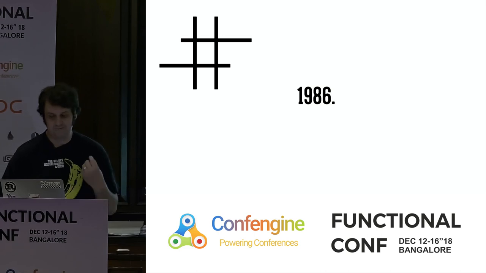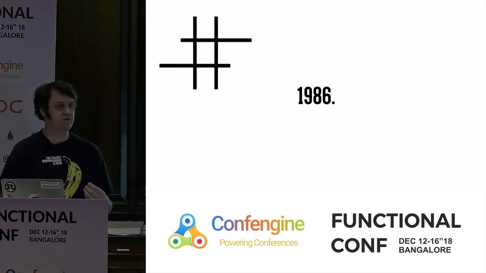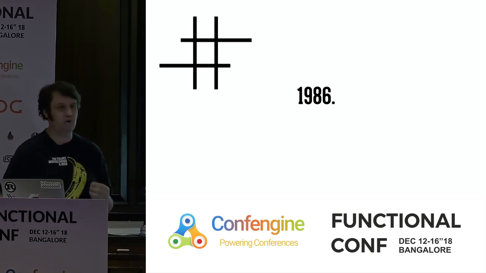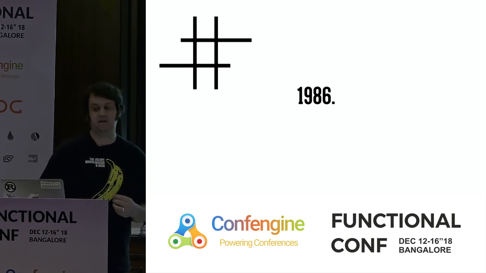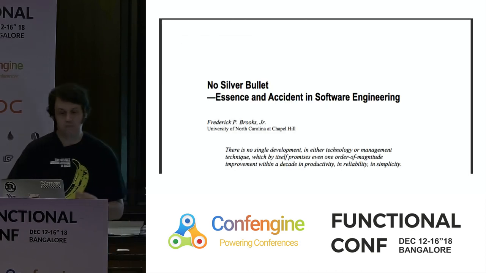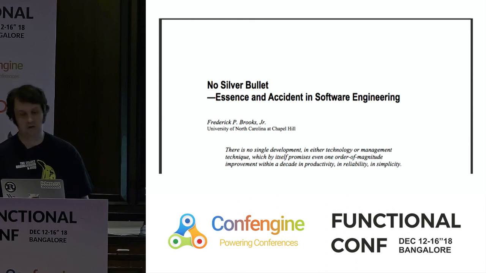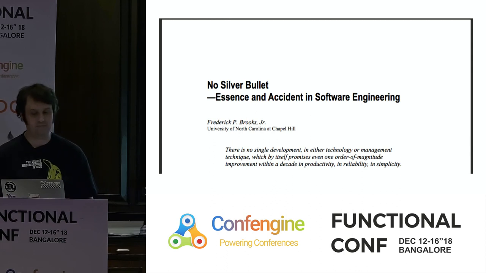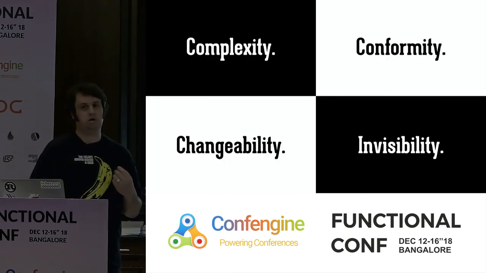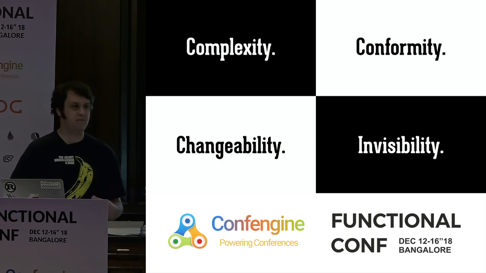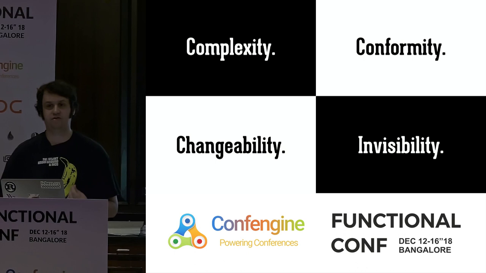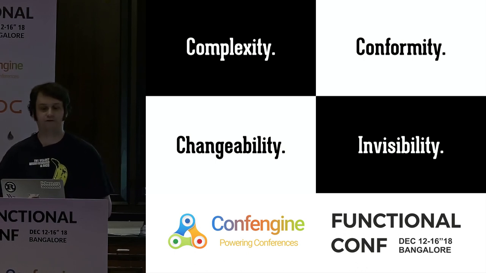This isn't the first time that complexity was used as a proxy for the challenges in building software, but it's the one that was probably the clearest and has the most lasting impact on our industry. Brooks published his paper, No Silver Bullet, Essence and Accidental Complexity in Software Engineering. And he introduced four inherent properties that make programming hard and claims that these will always make programming hard. These aren't challenges to be solved. These are the things that we have to fight against.